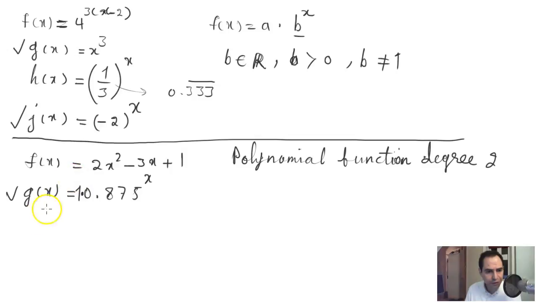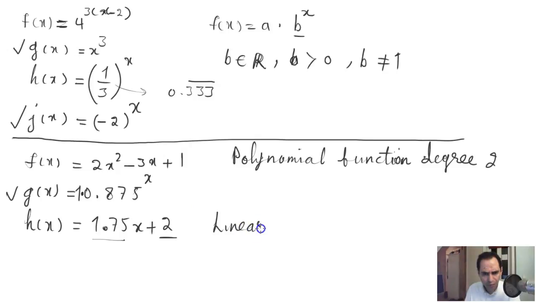Your h of x is equal to 1.75 times x plus 2. So this is a linear function. This is a straight line. This is your slope, and this is your y-intercept. So this is a linear function.